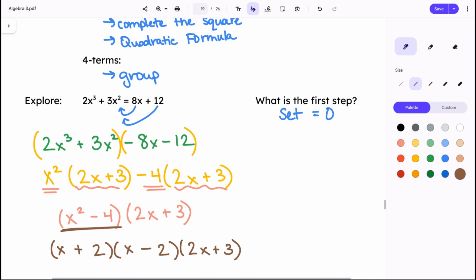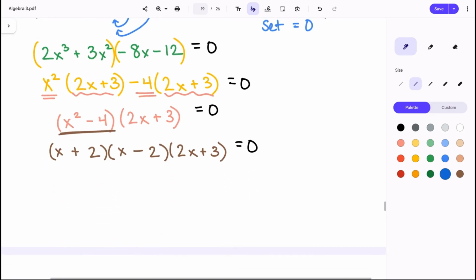And remember, all of this, even from the very beginning when we move those terms over, is all set equal to 0. So if they're asking me to solve, I need to now set all of my parentheses equal to 0. What are we going to get for answers? Good.